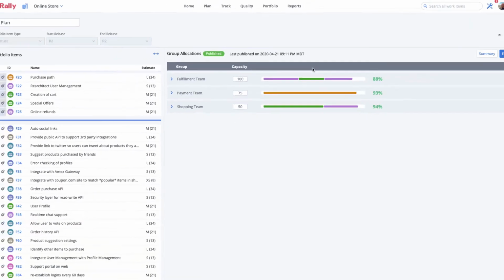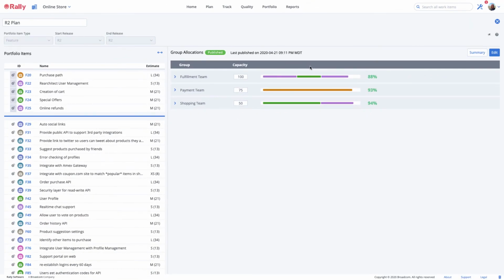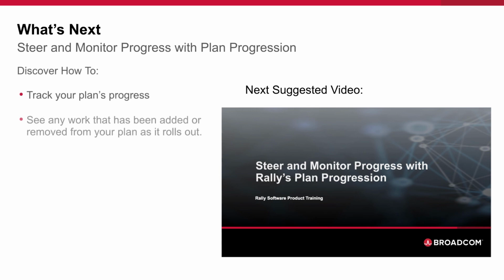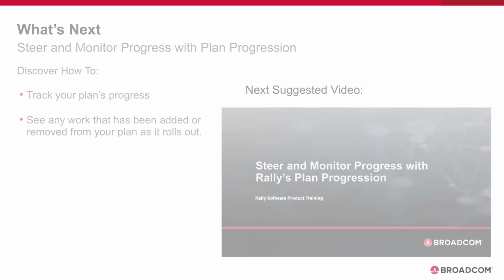If you need to make modifications to your plan after you've published it, you may unpublish it and make your changes. Alternatively, you may copy it and make changes to a new draft plan. Congratulations! Now you know everything you need to create a capacity plan for your next PI planning. After you've published your plan, watch the Steer and Monitor Progress with Plan Progression video to discover how to track your plan's progress and see any work that's been added or removed from your plan as it rolls out.